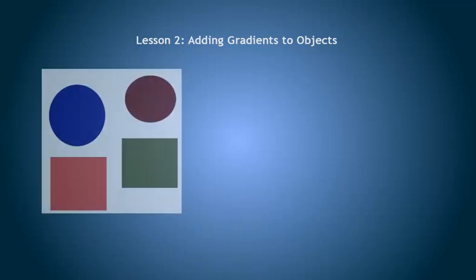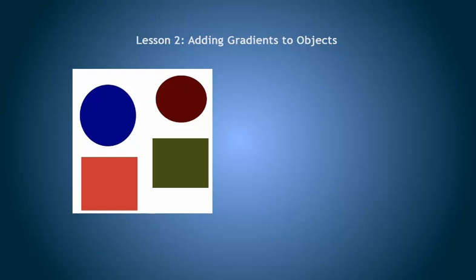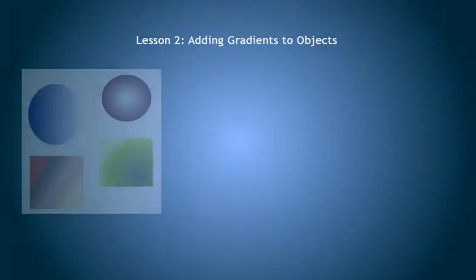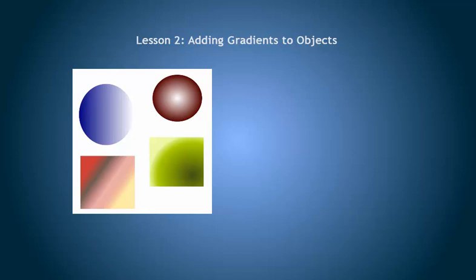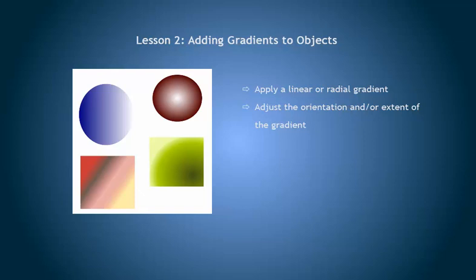Recall from the prior lesson we learned how to draw an object and fill it with a flat color. Now let's add some dimension by applying a gradient. By the end of this lesson you will know how to apply a linear or radial gradient and how to adjust the orientation and/or extent of the gradient.